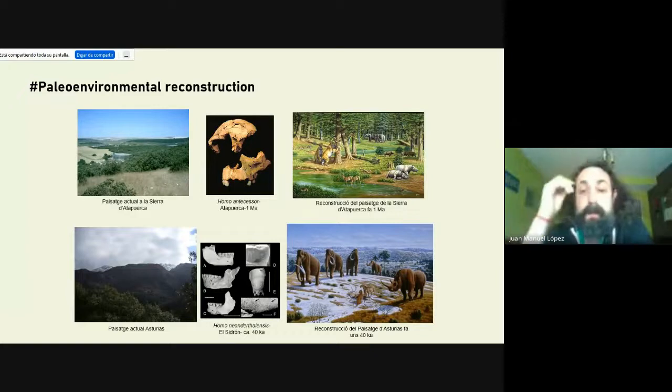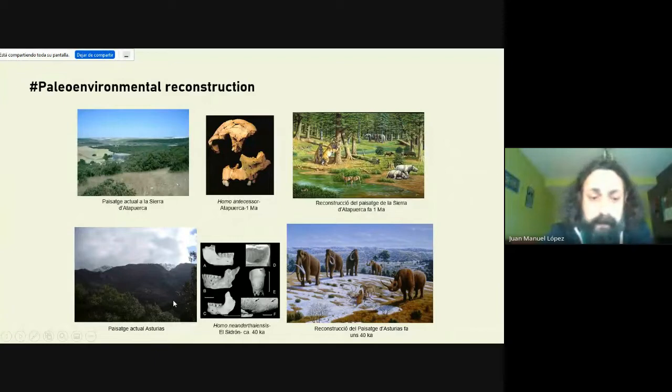Okay. Here only as an example, this is the current landscape in Sierra Atapuerca, and 1 million years ago when there was Homo antecessor, this is a reconstruction of the landscape from Sierra Atapuerca that is very different from nowadays. Also, another example is in Asturias, in northern Iberia. This is the current landscape in Asturias and the reconstruction for when Neanderthals were living there 40 thousand years ago.